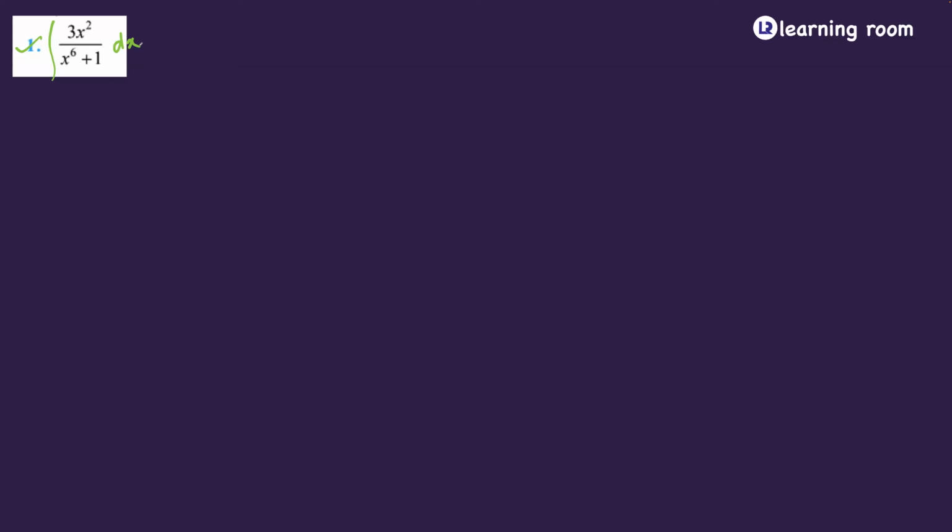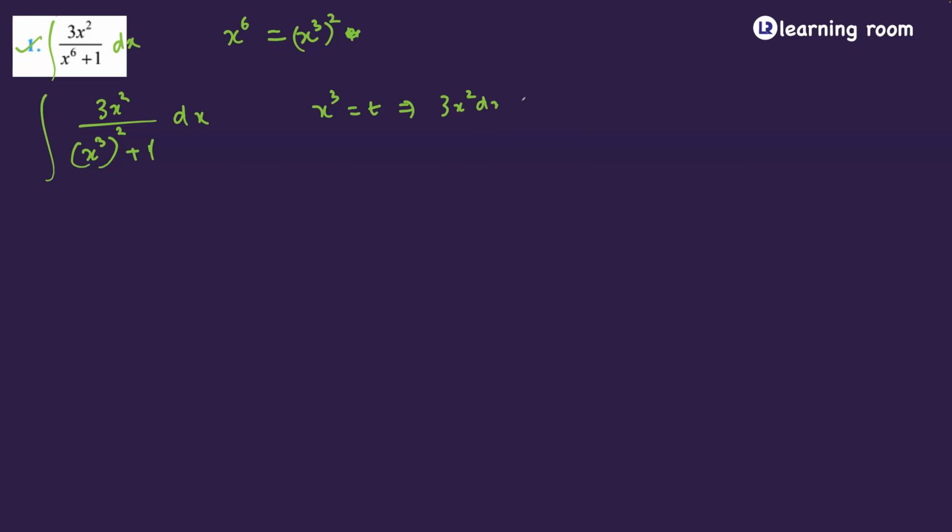So for that, what I'm going to do in this problem is x power 6 can be written as x cube the whole square. Can I do it like this? So if I do it in this way, then the question can be interpreted as 3x square divided by x cube square plus 1. Now I can substitute this x cube as t. That implies 3x square dx will be equal to dt. So 3x square dx is going to be dt.